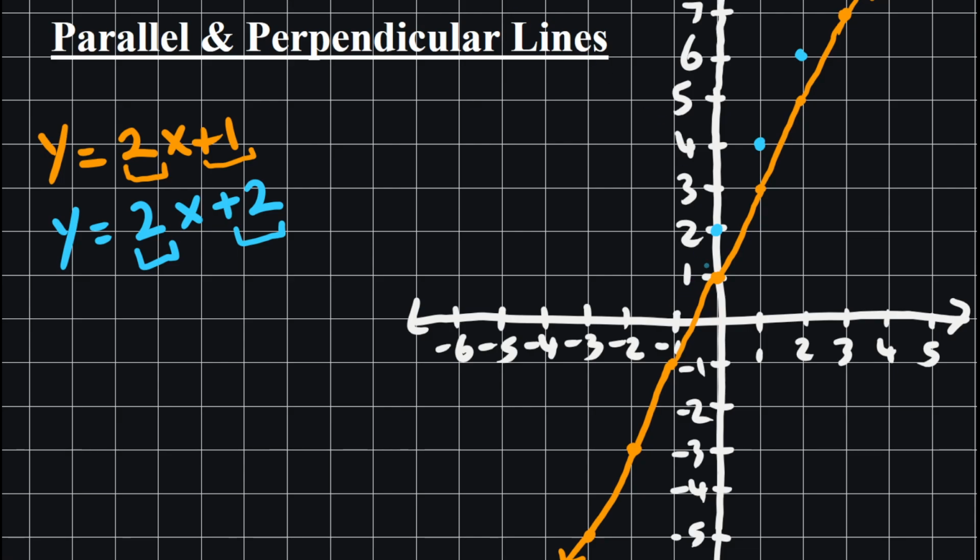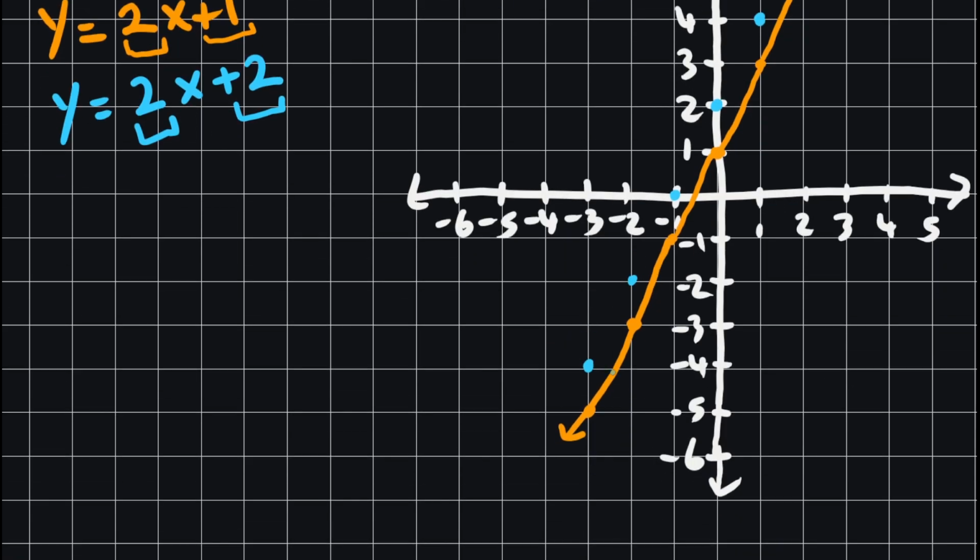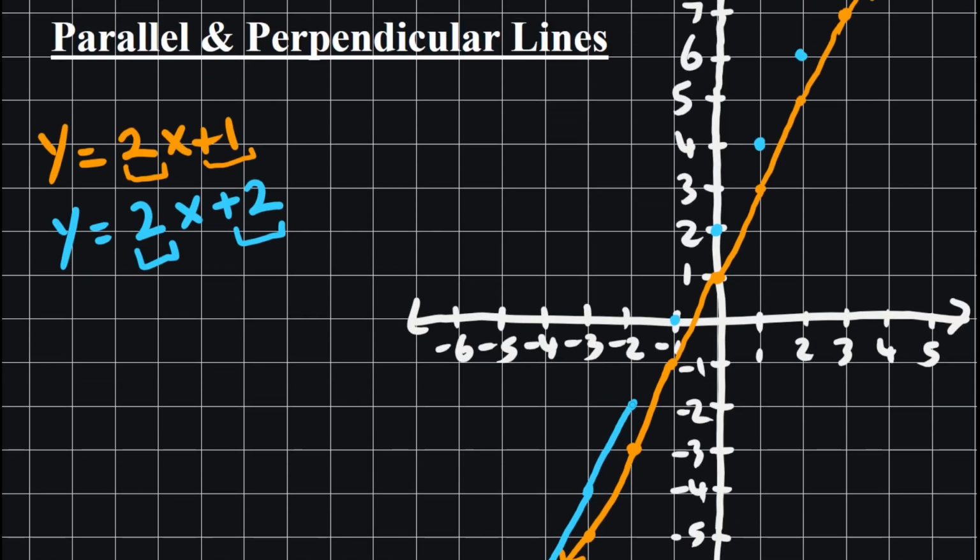And let's go the other way. So down 2, left 1. Down 2, left 1. Down 2, left 1. Down 2, left 1. Let's do one more point. Down 2, left 1. Okay, that should be enough. Let's go ahead and connect all these points together. Let's try to draw it as neatly as we can.